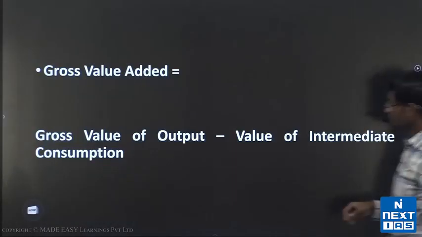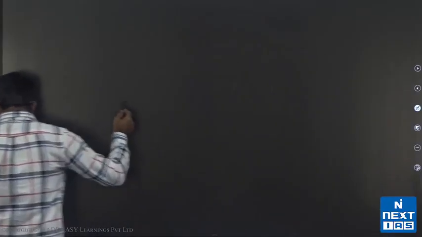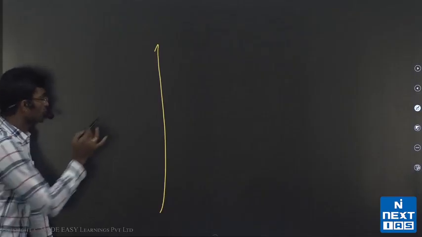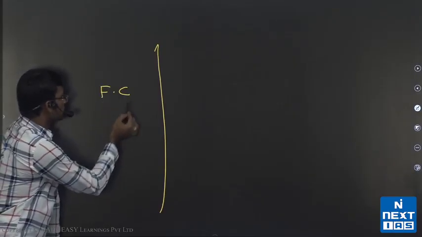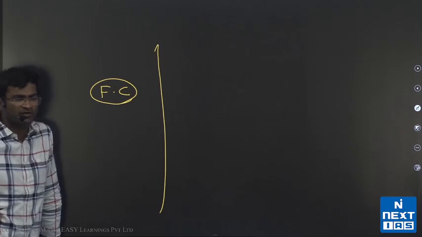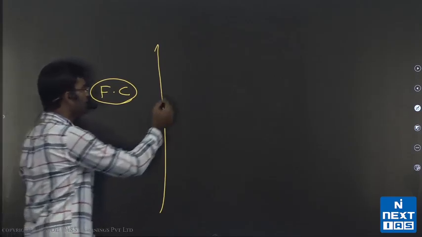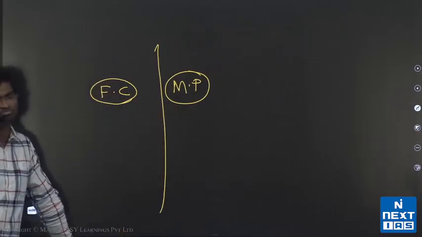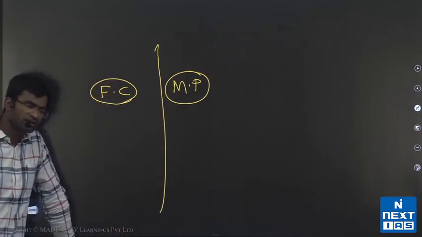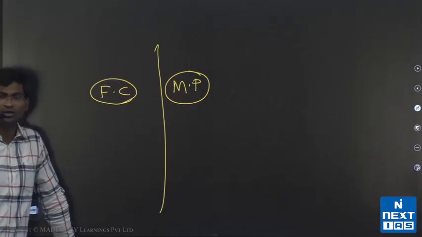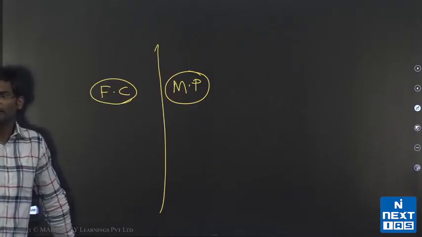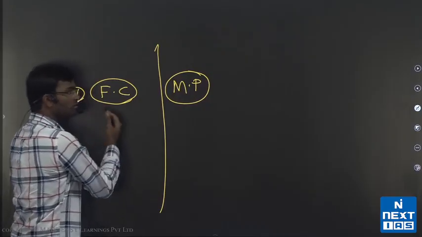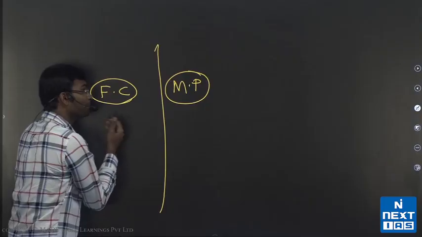First listen, the crux. What is the crux? Before 2015, we used to calculate GDP at factor cost. Today, we are calculating GDP at market price. Again, I'm repeating. Previously, we were calculating GDP at factor cost. Now, calculating at market price. Number two, listen. We changed the GDP calculation methodology.